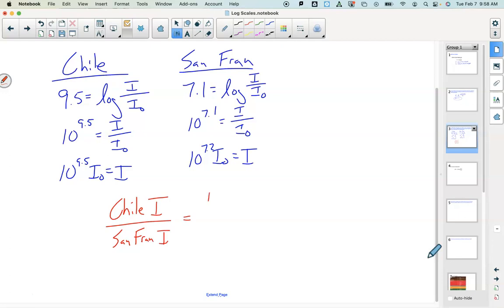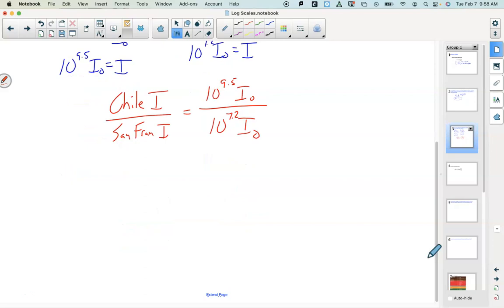So this is going to be 10 to the 9.5 I sub 0 divided by 10 to the 7.1 I sub 0. And notice the I sub 0's cancel out. We have 10 to the 9.5 over 10 to the 7.1. What happens with exponents when we divide? Well, we're going to subtract those exponents. This gives me 10 to the 2.4.